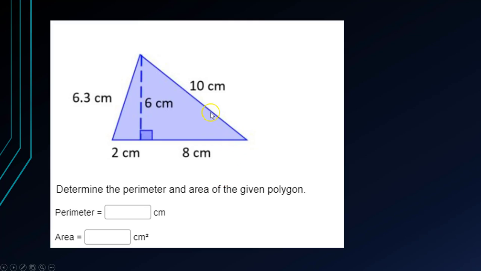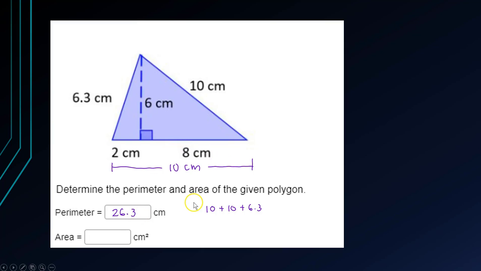For this triangle, we're given that the three sides are 6.3, 10, and this side here is actually split up by this height into a 2 centimeter and 8 centimeter piece. So first of all, we have to be aware of the fact that the side of this triangle is in total 10 centimeters. So the perimeter would be 10, 10, and 6.3 added together, which gives me 26.3 centimeters.